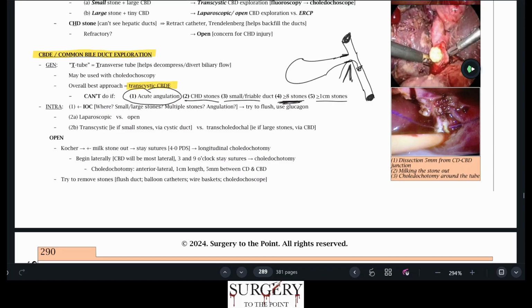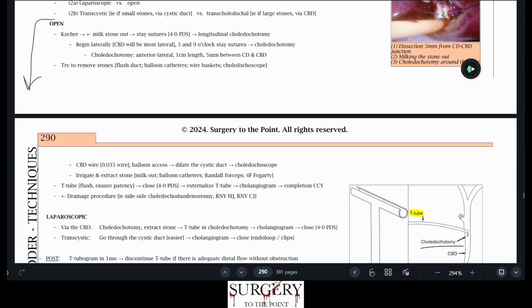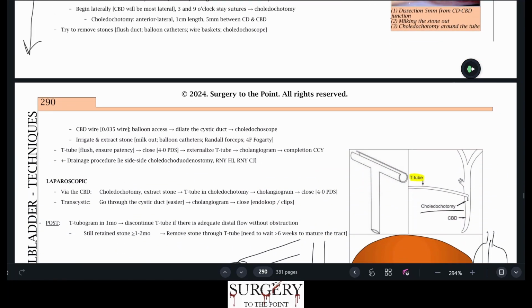And here I have some other information listed on how you can do an open common bile duct exploration, as well as performing it laparoscopically, and then what to do postoperatively if you do use a T-tube. And in this diagram right here, a choledochotomy was created whereby the common bile duct exploration was performed.